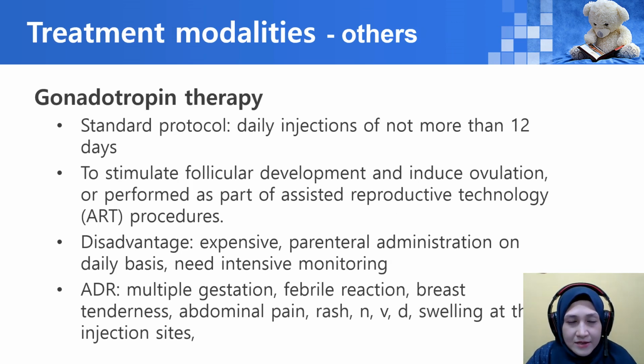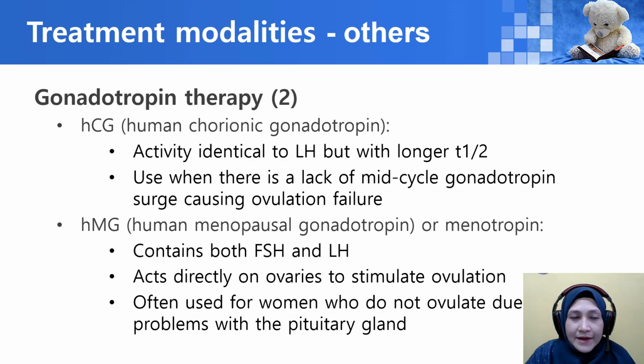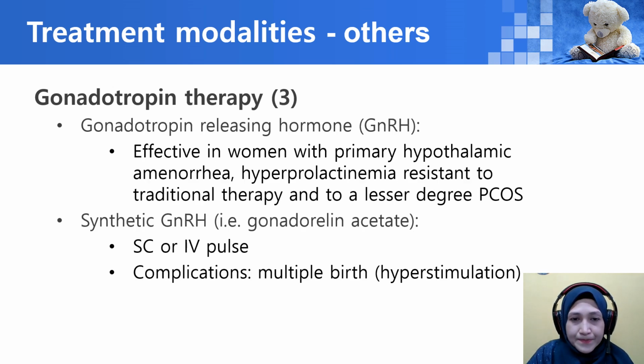And these are the other treatments. For example, the gonadotropin therapy. It is a daily injection of not more than 12 days. It will stimulate follicular development. The disadvantage is that it is expensive. And you can also read about the side effects here as well. And the gonadotropin therapy consists of HCG or HMG. Okay, so you can read a bit about this.